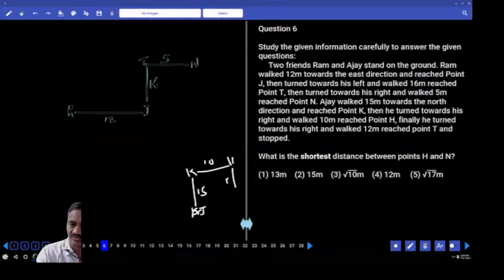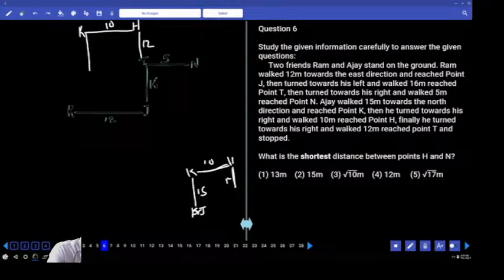From here, 12 meters to reach T. That means from here, 12 meters right hand side reach T. And again from here reach H. Now from this point H, then 10 meters left hand side and reach K. Now K is here. From here 15 meters south to reach J. Now 15 meters south to reach J, 12 plus 3, 15. Now this is 12 and this J is 15.